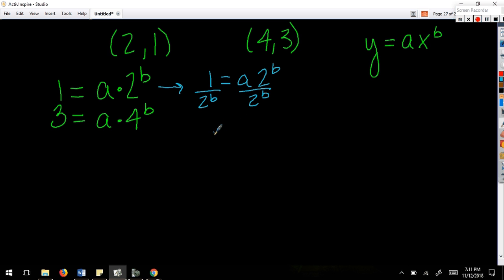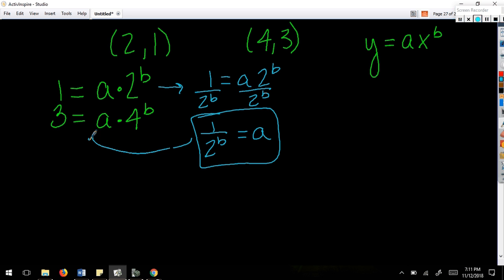Okay, so what happens is I get 1 over 2 to the b equals a. Again, I'm just going to sub that value back in here for a. So I have 3 equals 1 over 2 to the b times 4 to the b. Now watch what happens, because this is over 1. I end up with 3 equals 4 to the b power over 2 to the b power.